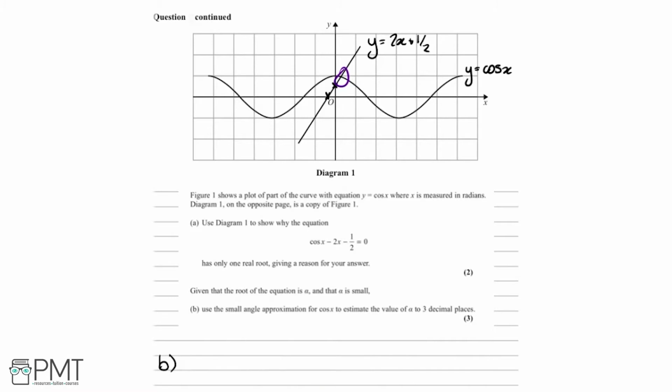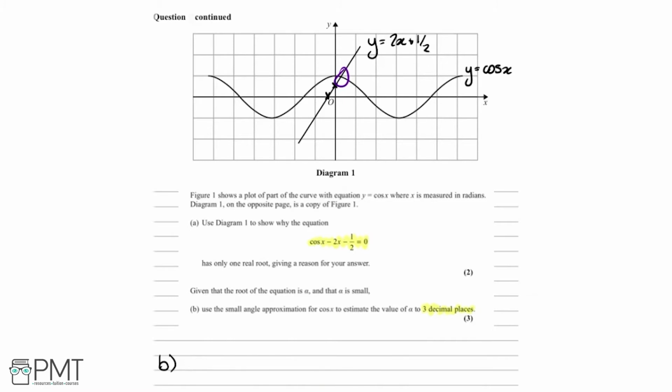It's given that the root of the equation is alpha and that alpha is small. Use a small angle approximation for cos x to estimate the value of alpha to 3 decimal places. And remember, to 3 decimal places, because it often specifies in questions how they would like that answer, and you could lose silly marks for writing it in the wrong form. Okay, so looking back up at part A, we can see we're given this. We're going to use this same expression again to estimate the value of alpha.